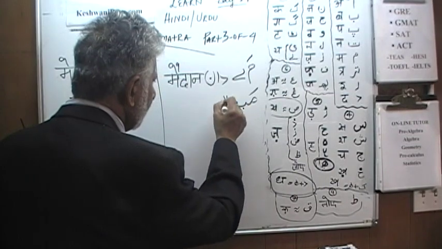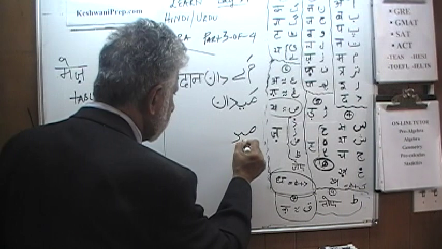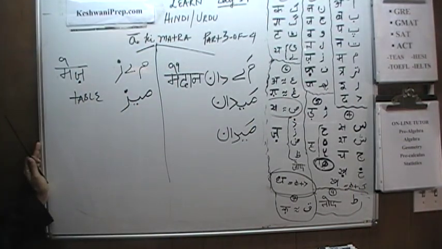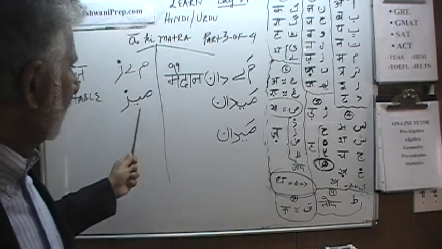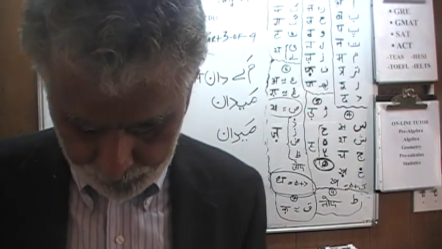Meydan, let's put them together. Dal, alif and noon, that's how it goes. Meydan, let me do it freehand now. Meydan, that's how it looks like. Meydan, but compare the sound. Meydan as opposed to maze. In maze, the A is very quick. Meydan, maze.